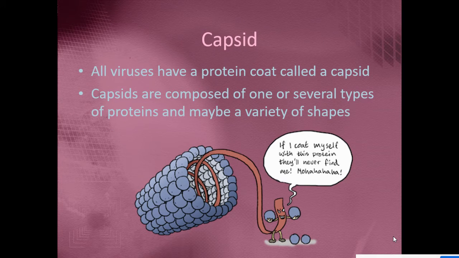Talked about a capsid. All viruses have a protein coat called a capsid. Again, this is in blue, so you're going to want to write this part down. Capsids are composed of one or several types of proteins and may be a variety of shapes. So I got a little guy here, and he is saying, if I coat myself with this protein, they'll never find me. And that's kind of what viruses do.